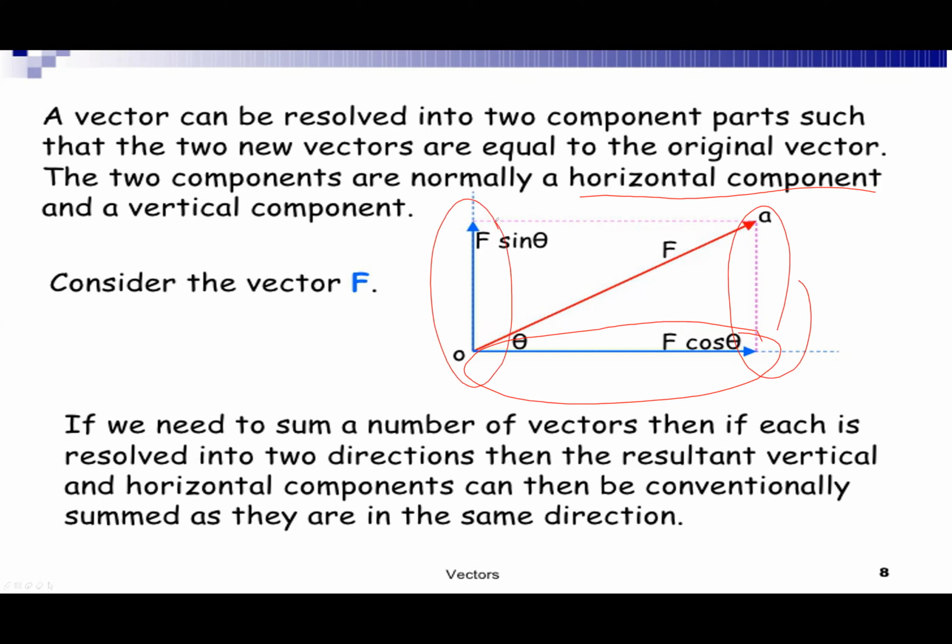This component and this component are equal in magnitude. So the vertical component will be along this axis, and the horizontal component will be along this axis. Consider the vector F. If we need to sum a number of vectors, then if each is resolved into two directions, the resultant vertical and horizontal components can be conventionally summed as they are in the same direction.